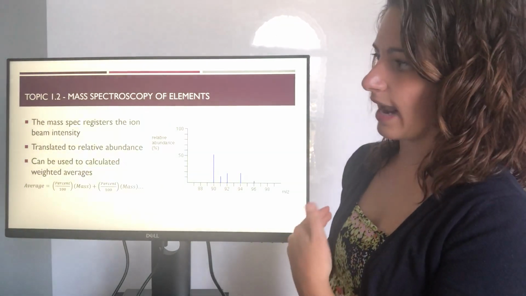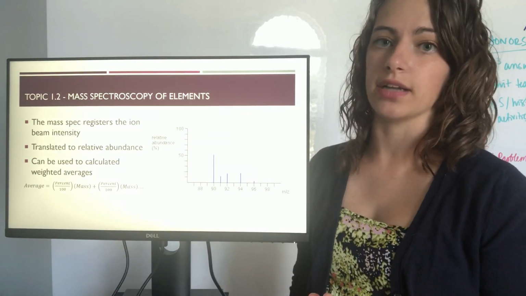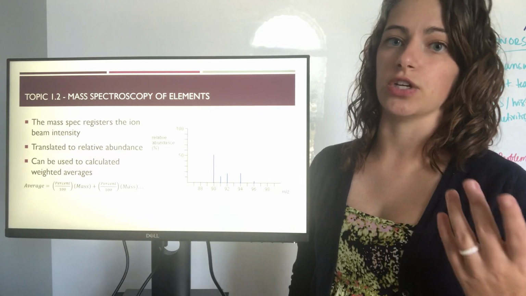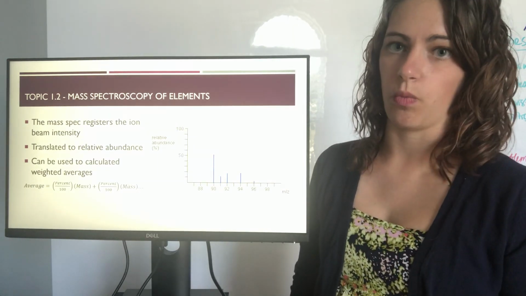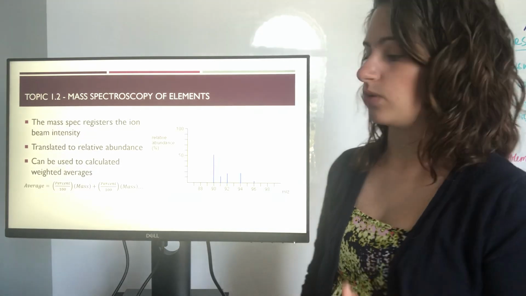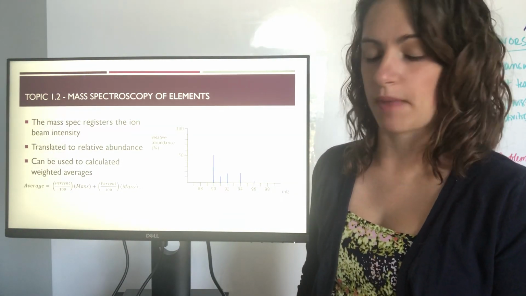So that's how we can analyze a mass spec of an element to determine what the weighted average is, and then we could use that to determine the identity. If we didn't know what it was, we could compare it to the periodic table. From there, we can do lots of things, any of the normal things that we would do with the average mass of an element.